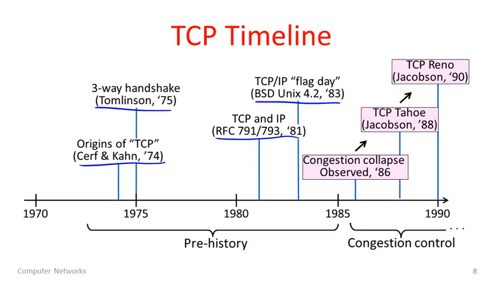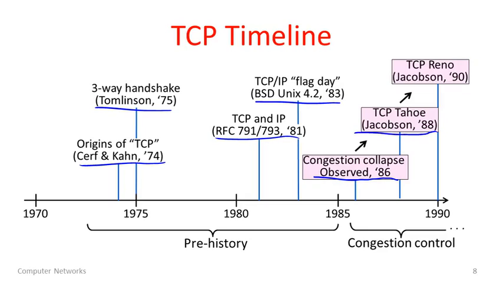This is the prehistory. Starting in about '86, as the internet grew and began to be used more, congestion collapse was observed. So the protocols worked for reliability, but the performance was terrible under some circumstances, which really was this strange situation that everyone wanted to understand and then fix.